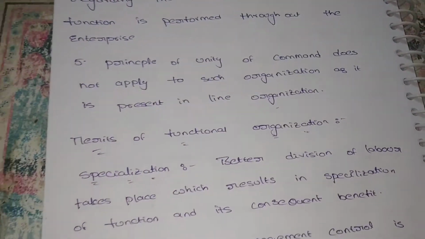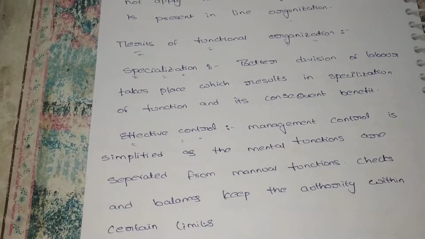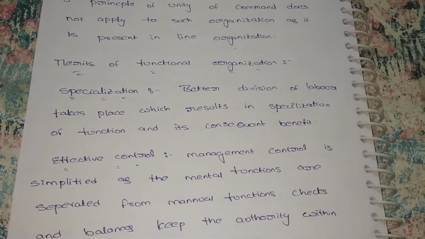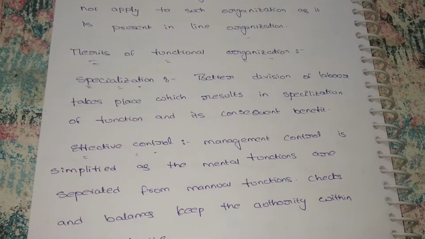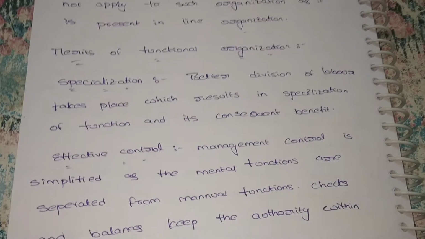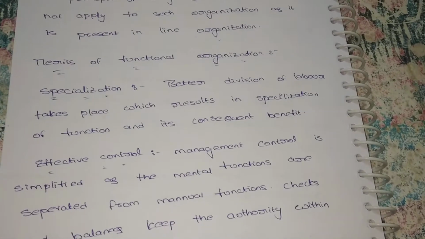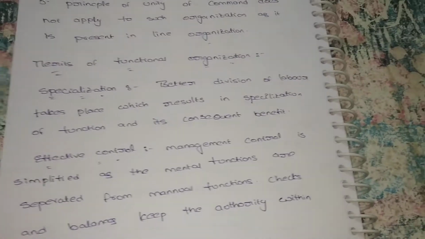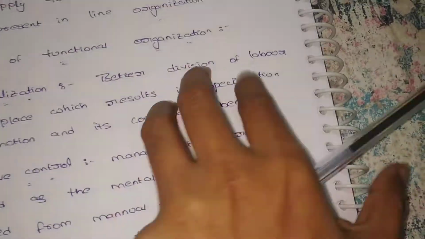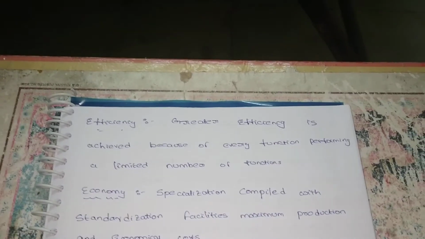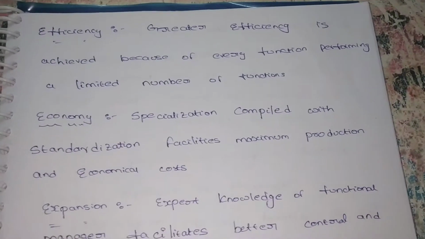What are the merits? Specialization: according to their qualification, we can specialize the work. Effective control: we have to divide the work into mental functions and manual functions. Mental functions are nothing but decision making, and manual functions are where we record each and everything and maintain it manually, which is very helpful for decision making too. While dividing their work, we can analyze each and every part of the work, so there is effective control. And next, efficiency: each and every member has limited work, so they can do their work in an efficient way. Efficiency means they can complete the work in a particular time.